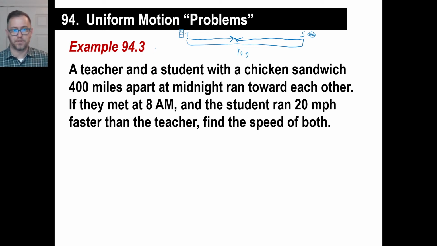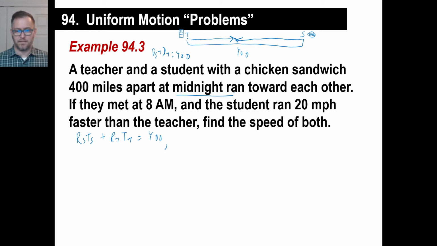So the distance of the student plus the distance of the teacher, 400. We don't use D's. Okay, we'll say rate of student, time of student, plus rate of teacher, time of teacher is 400. That's our biggie. That's what we're going to put everything into, right? Okay. At midnight, that's key. They met at 8 a.m.